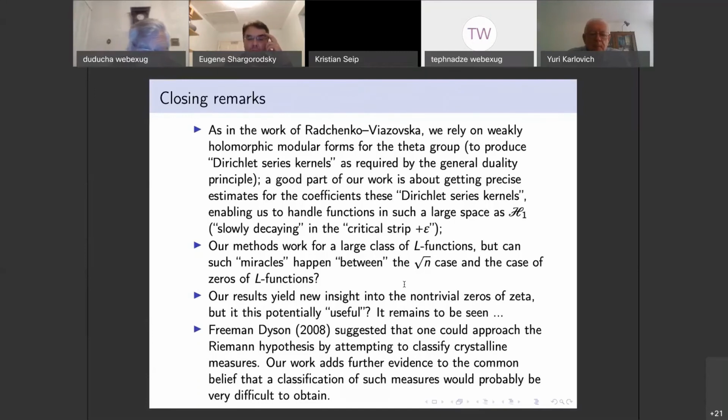I added as a last point something that Freeman Dyson said in a talk that he gave in 2008, called Frogs and Birds. And he suggested that one could approach the Riemann hypothesis by classifying crystalline measures, and this, of course, is related to what we see in the Riemann wave formula. My conclusion after what we have done is that what we have done adds further evidence to the common belief that such a classification would probably be very difficult to obtain. Okay, so thank you very much for your attention.